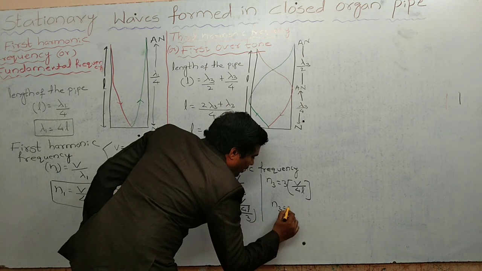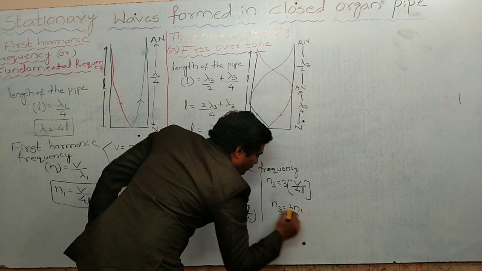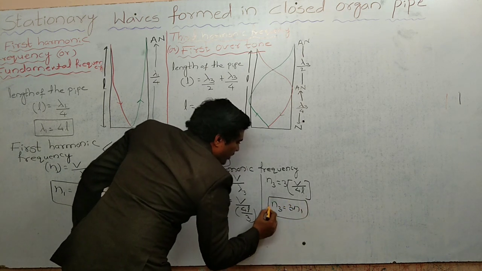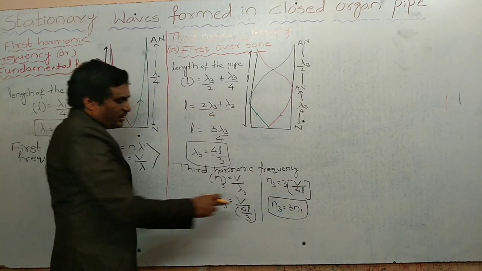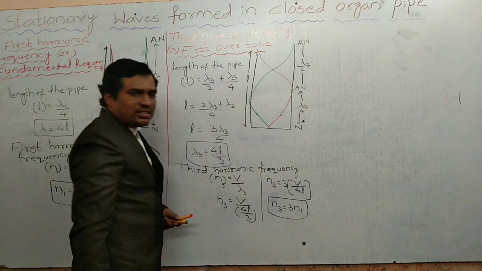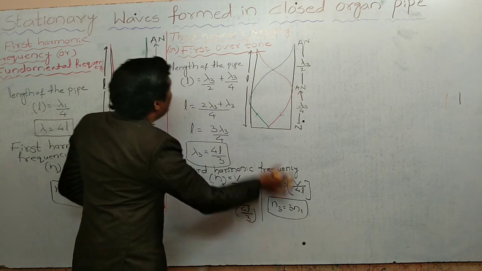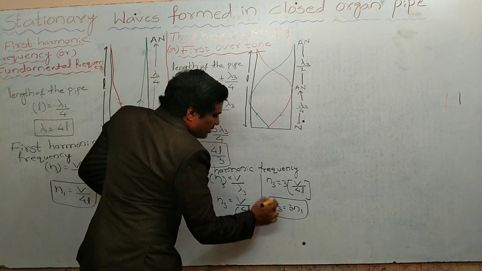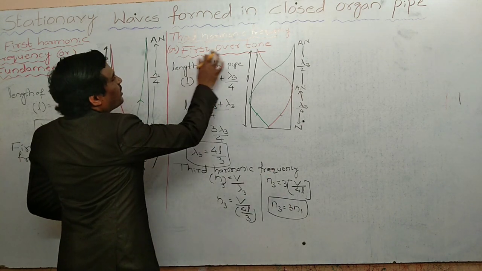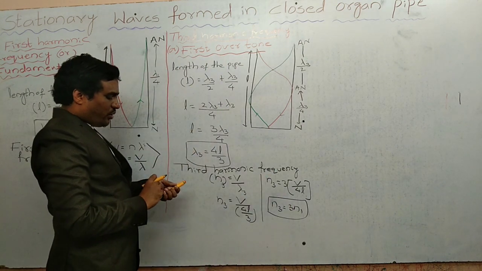N3 equals 3 into N1. It is 3 times multiple of the first harmonic frequency. That's why it is called the third harmonic frequency. So it is the third harmonic frequency, or it can also be called the first overtone.